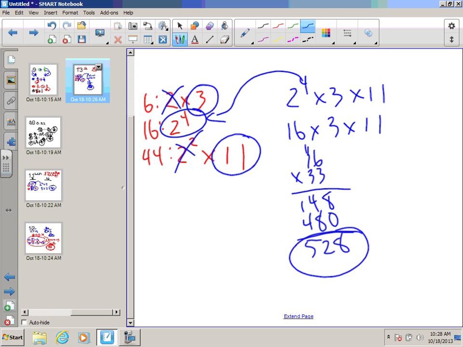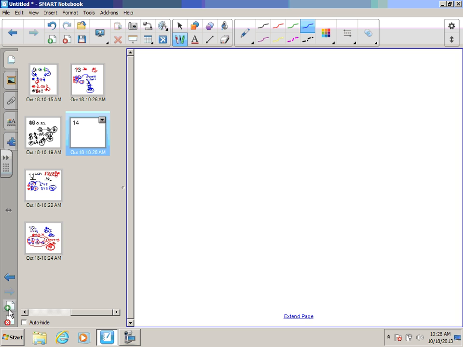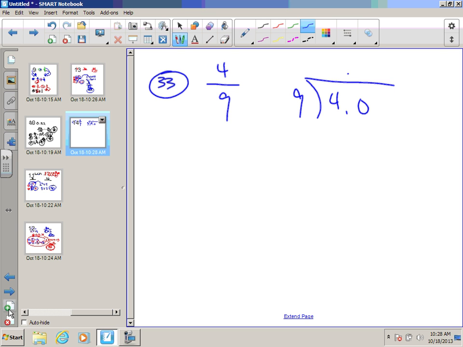(33 through 35). Write each fraction as a decimal. 4/9. Anytime I want to put any fraction into a decimal that doesn't have a denominator as a power of 10, I'm going to have to turn it into a division problem. 9 always goes on the outside, because my denominator always goes on the outside. 9 into 4, 9 into 40, 4.